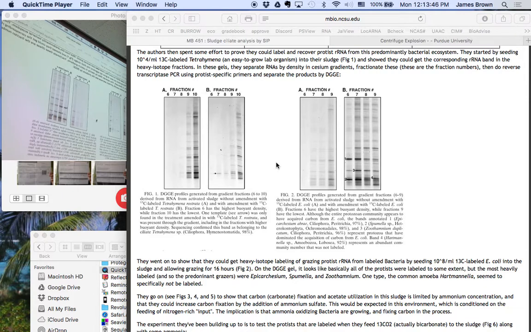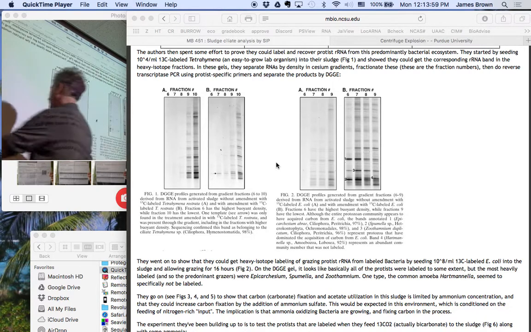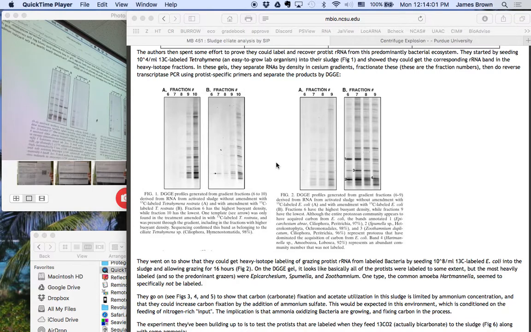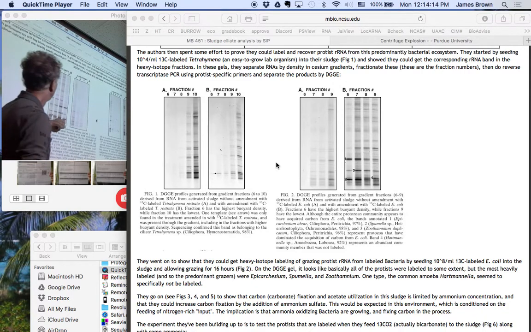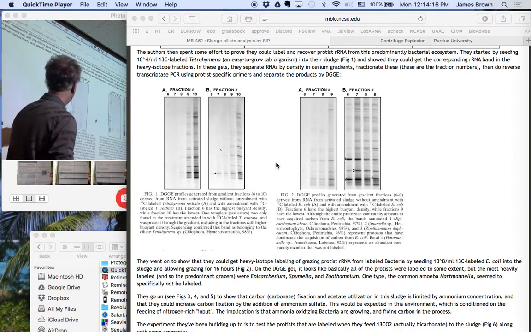Can they do that with bacteria? That is, can they follow it up the food chain? So they labeled E. coli. This is the same E. coli that they made the tetrahymena heavy with. They made C13 labeled E. coli, put that in the sludge, let it sit for a while, let the protist eat it up, and then see who's in that, see who's labeled. With the eukaryotic primers. And sure enough, they get two organisms labeled.